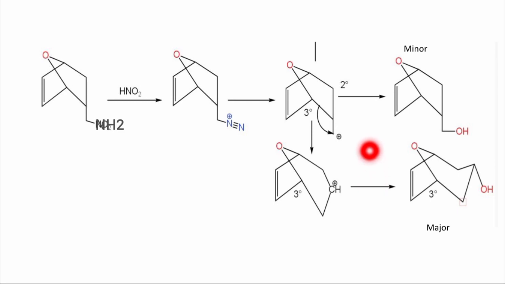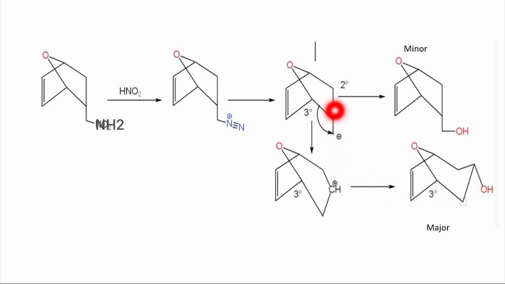Sorry, I have forgotten to write H2O here. When we add H2O, only then do we get the alcohol. So don't forget to write H2O here. These are the two products. We migrated this bond to the carbocation, and then we get this as the major product.